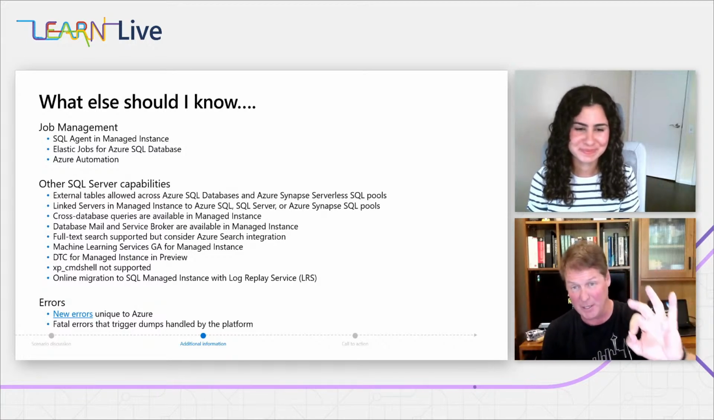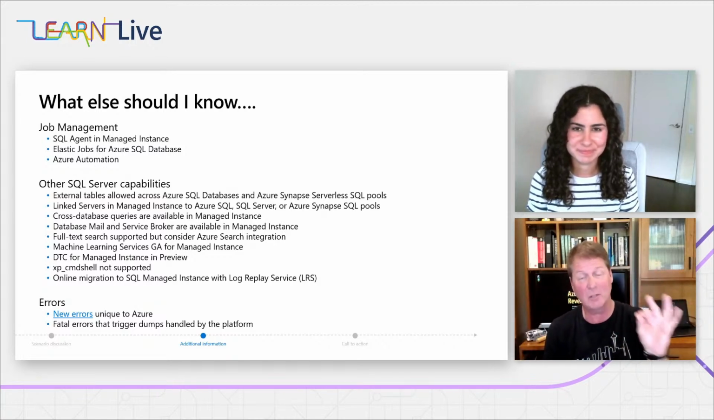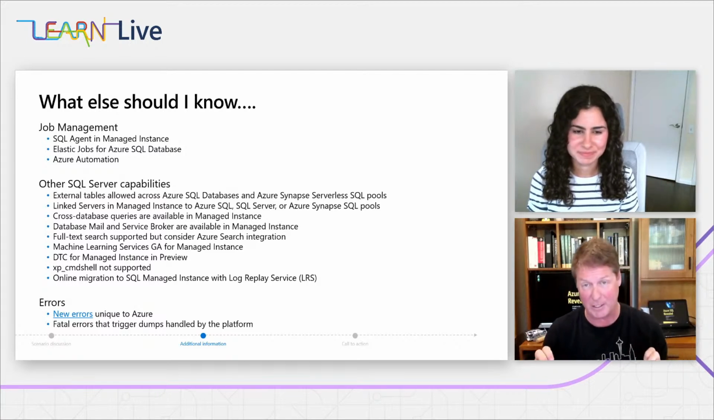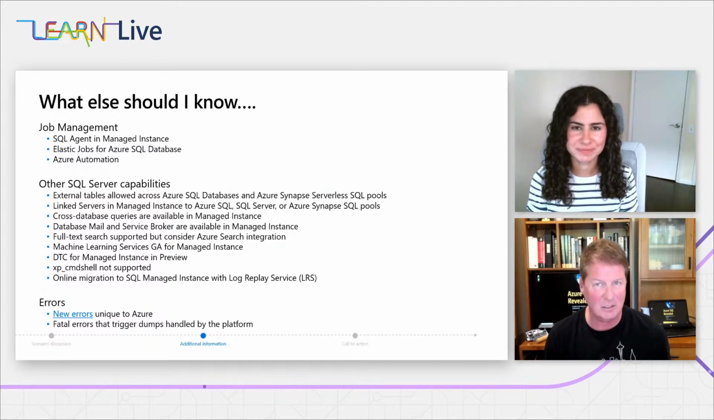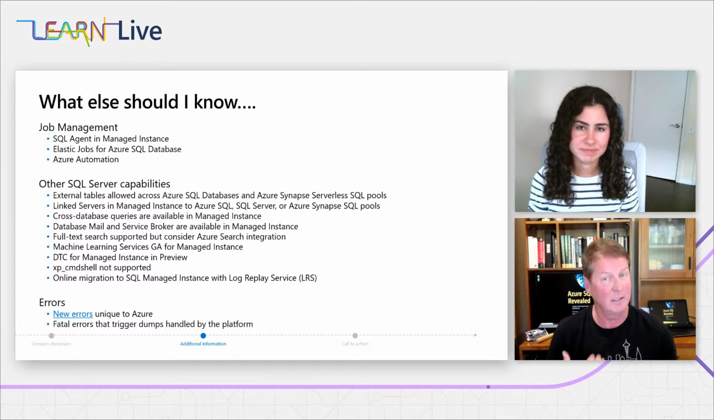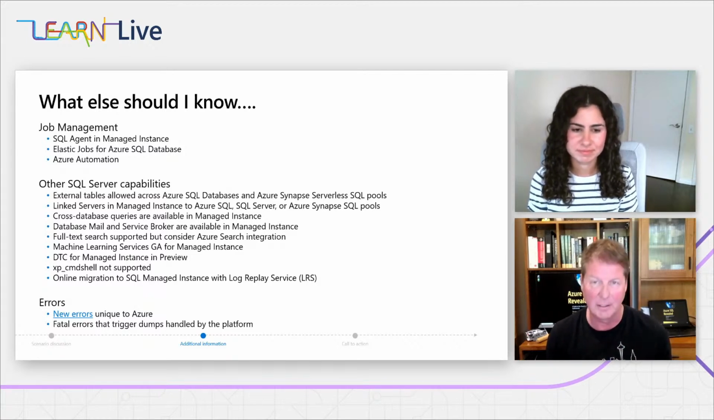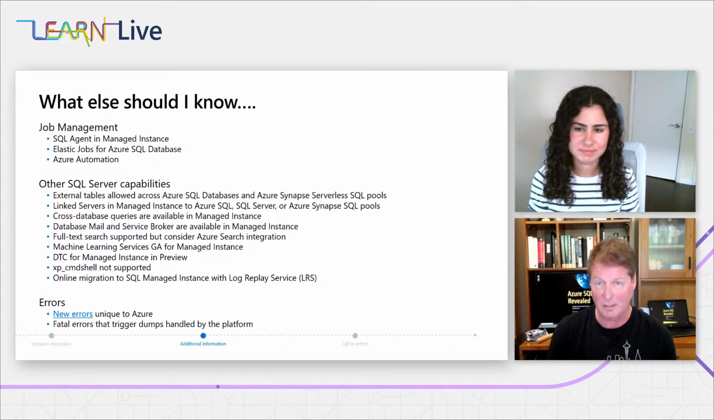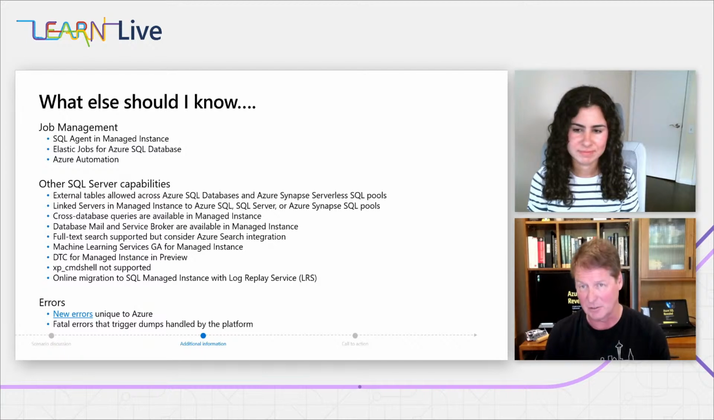So it starts with job management. We have folks today that use SQL Server Agent to do job management for many different things: backing up databases, maintaining indexes, all sorts of really cool stuff, right? And for managed instance, SQL Server Agent in its full glory exists there. So that's there. SQL Server Agent in managed instance is a great migration story for you. Take your agent jobs and pull those into managed instance.